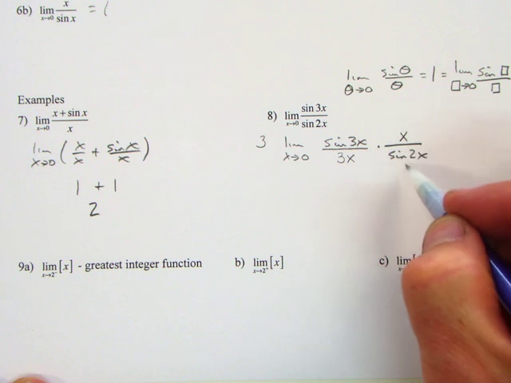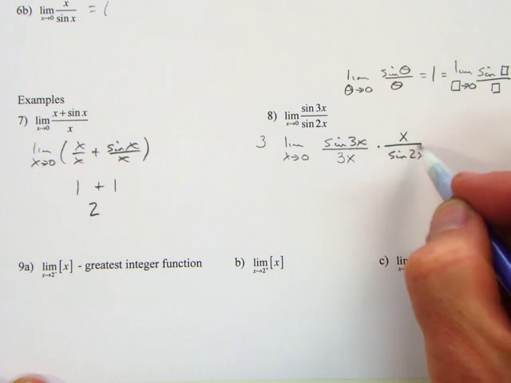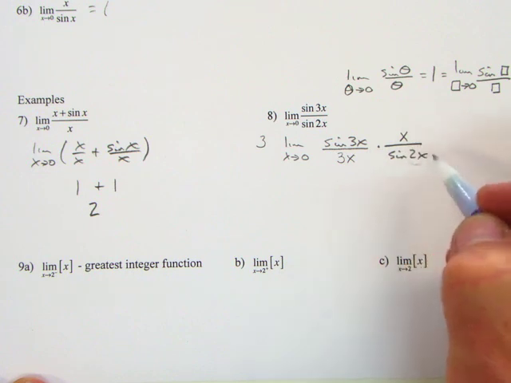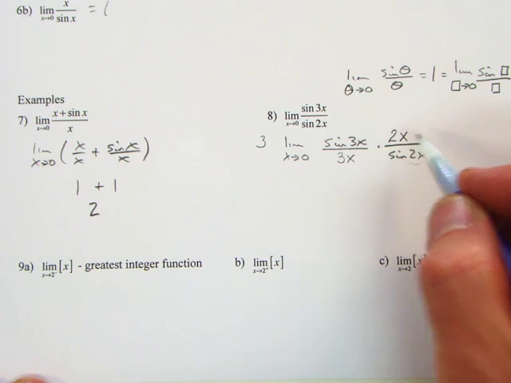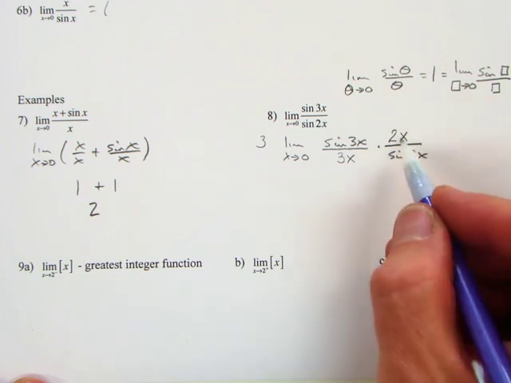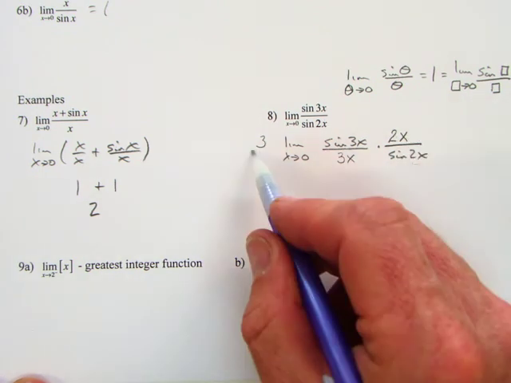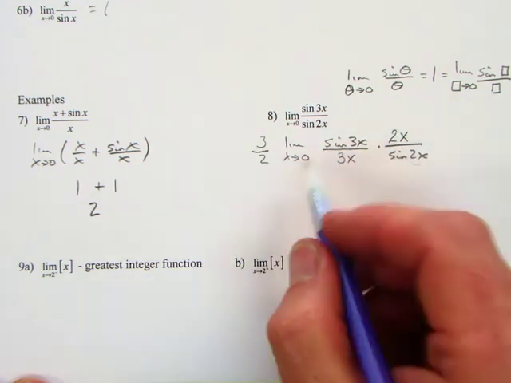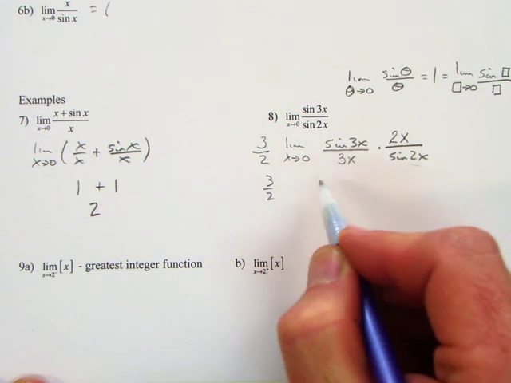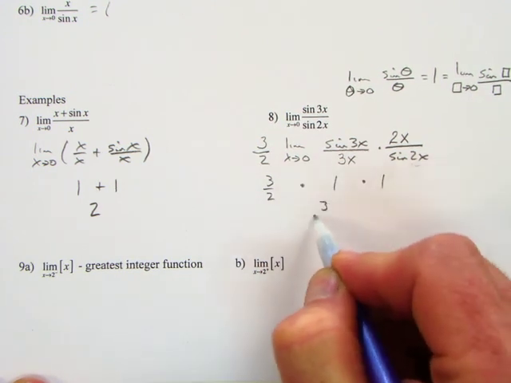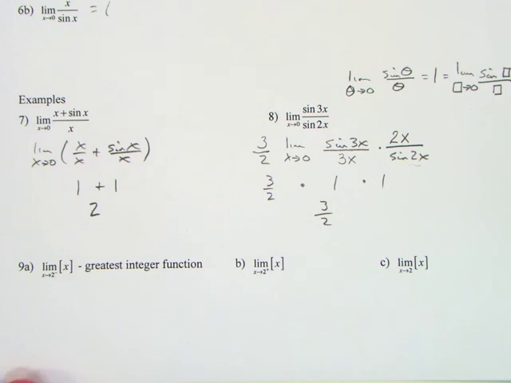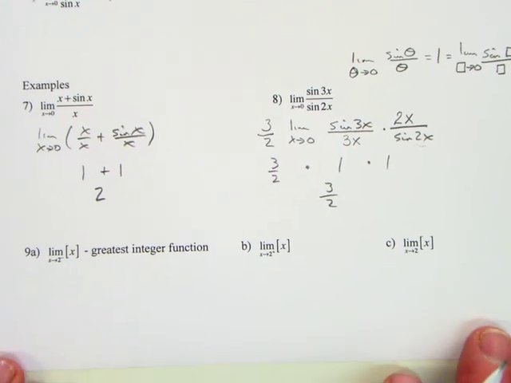What do I want on the top of this one, in order to get the exact same thing as what this is a sine of? I want a 2. Well, again, I just changed the problem. I can multiply by 1, but 2 over 2 is 1. Now I can say 3 over 2 times 1 times 1, and we get 3 halves.